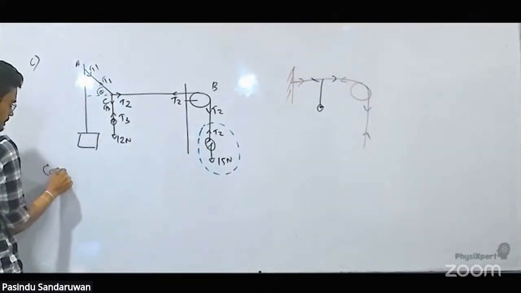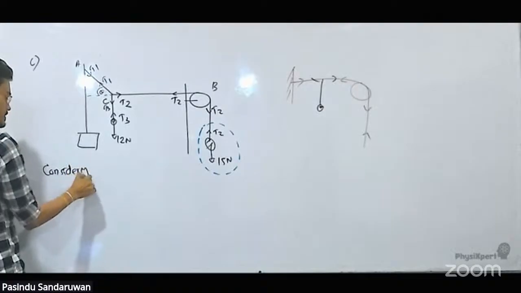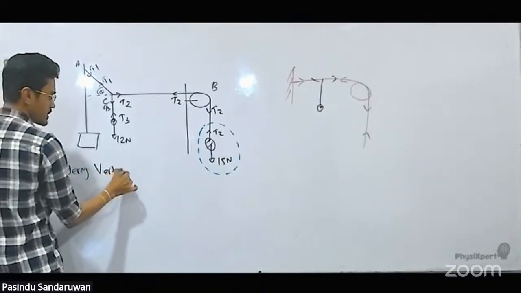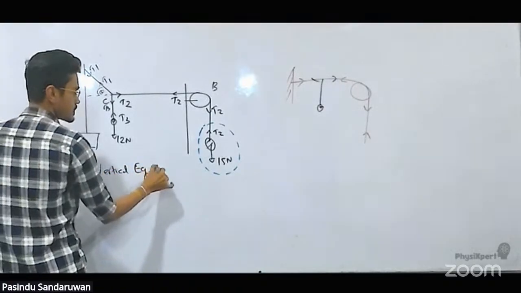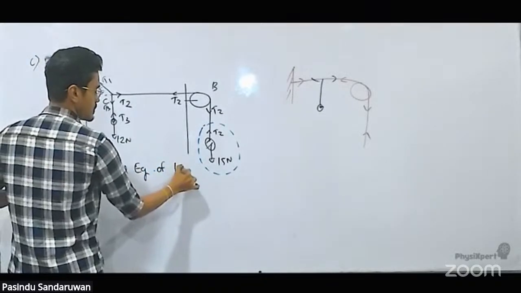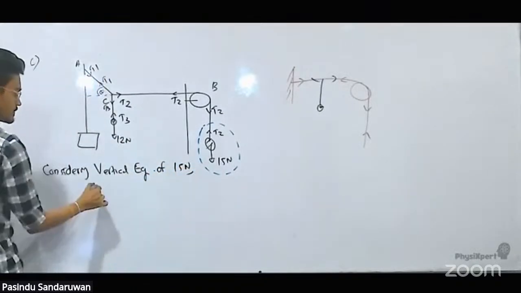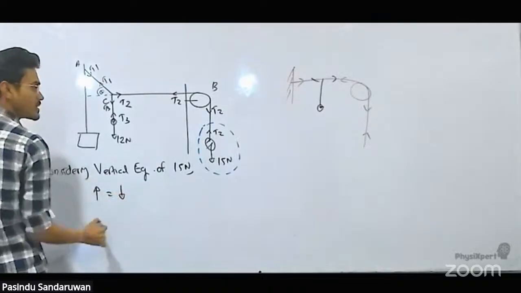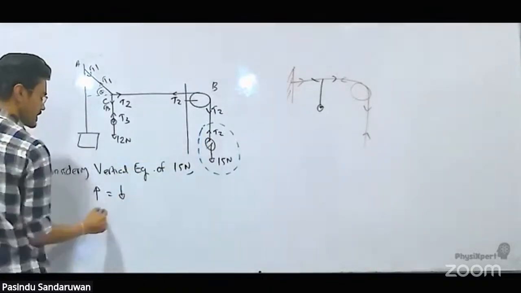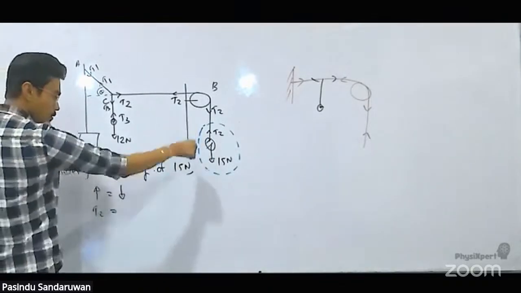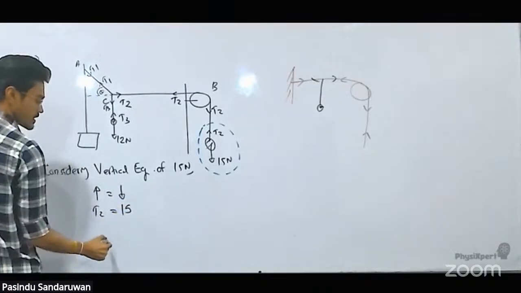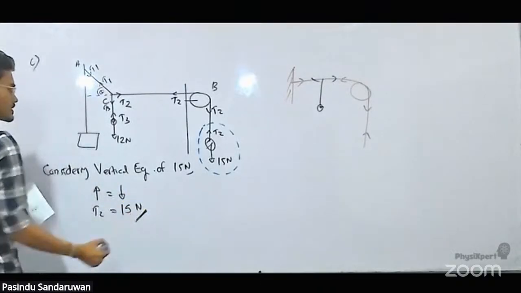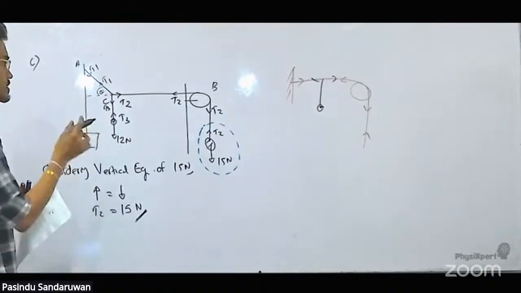Considering vertical equilibrium of 15 newtons, vertically upward forces equal vertically downward forces. Vertically upwards on 15, that is only T2. Vertically downwards on 15, that is 15. Which means T2 equals 15 newtons. Right? T2 is known now.